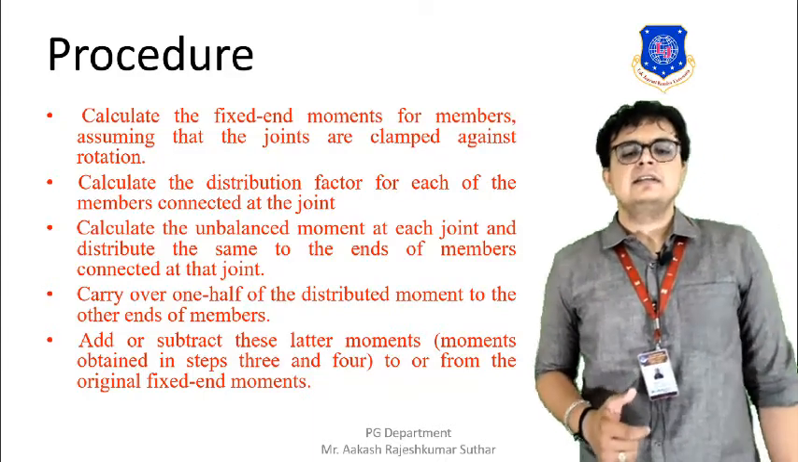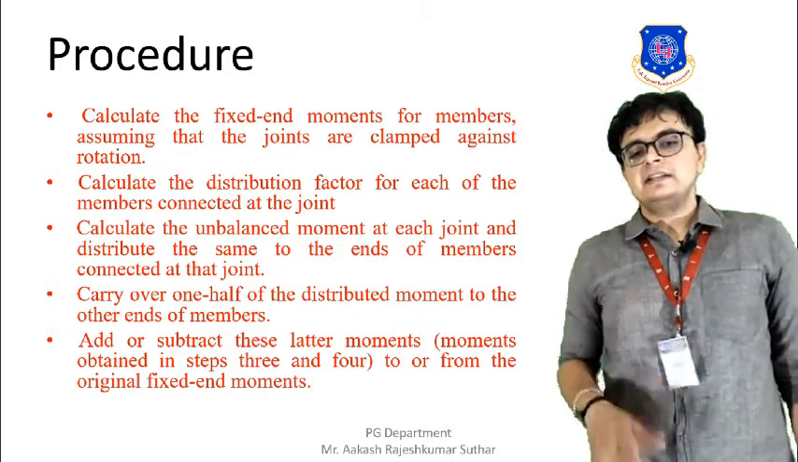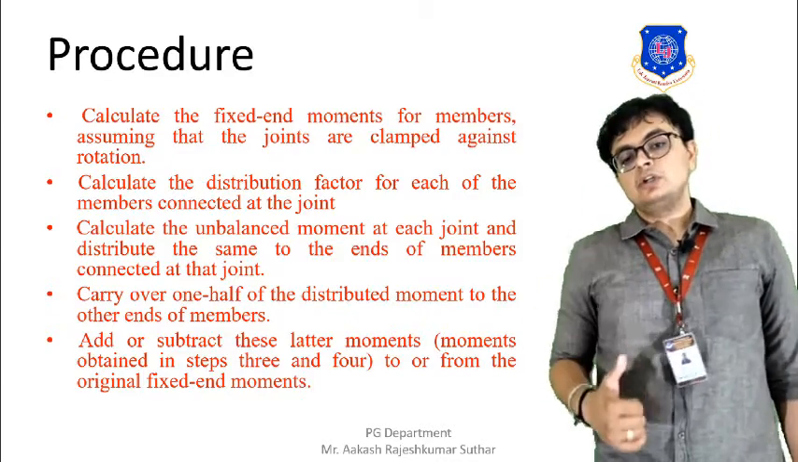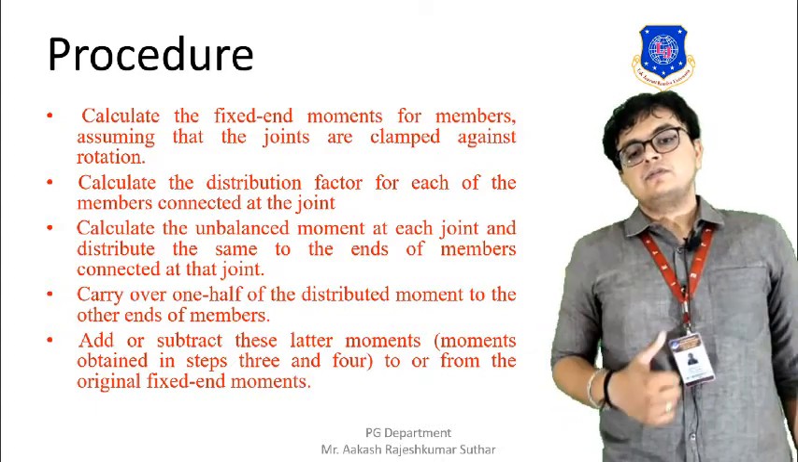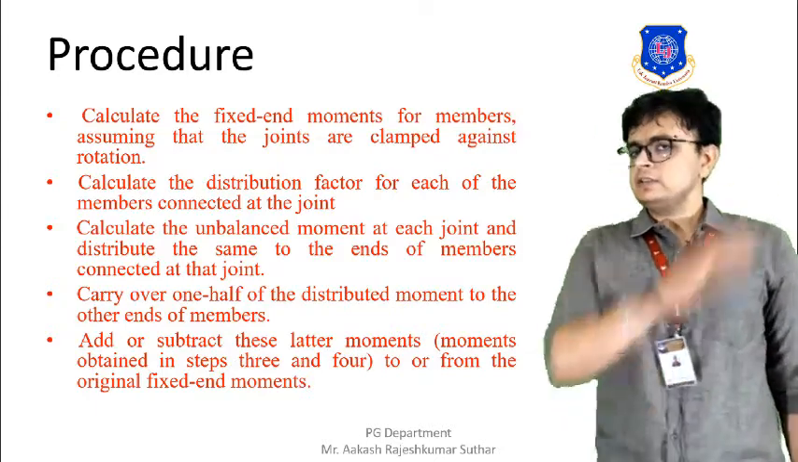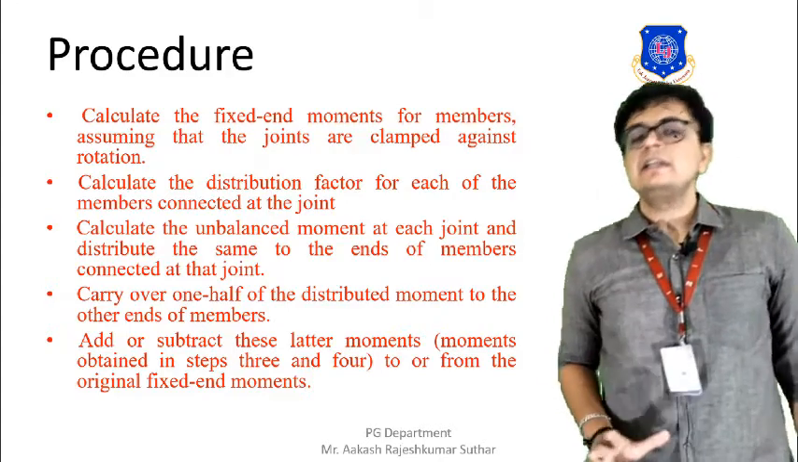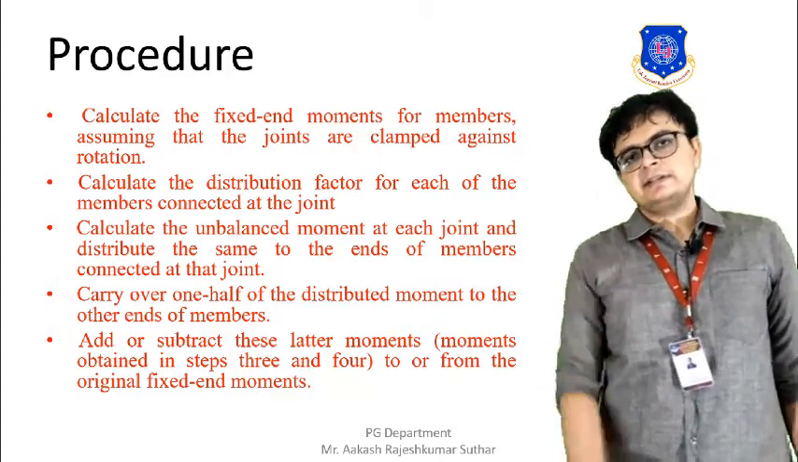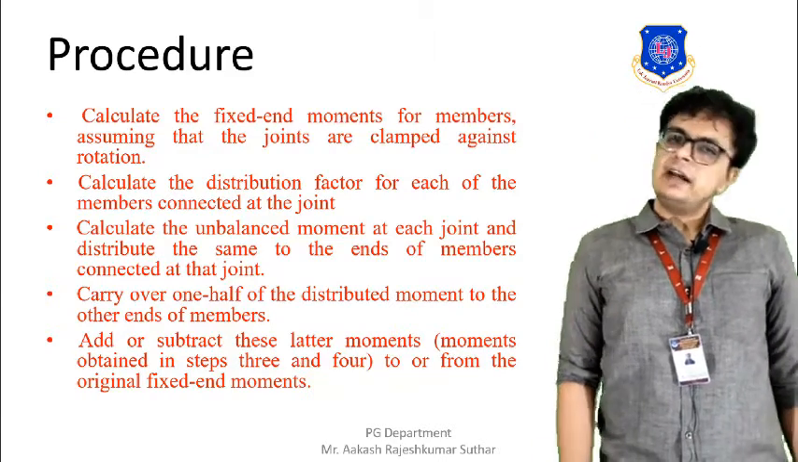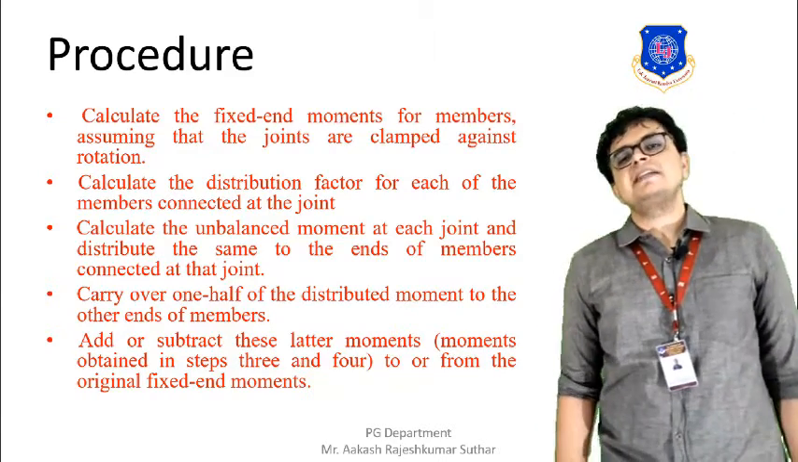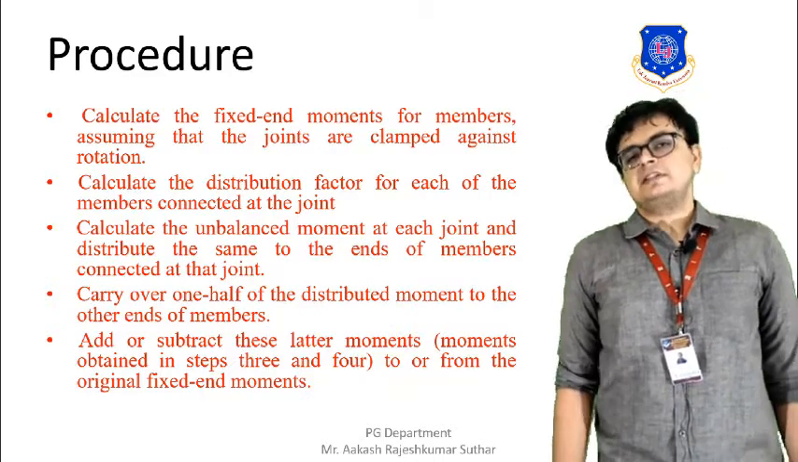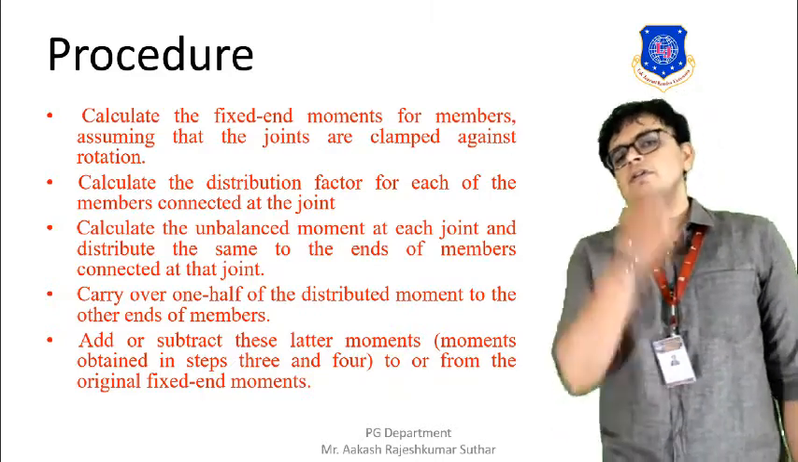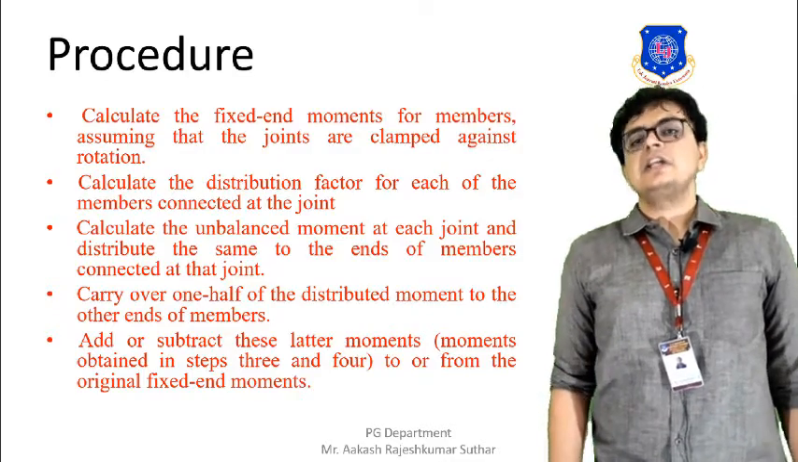After that, we have to add or subtract the later moments, that is, the moments obtained in steps 3 and 4, to or from the original fixed end moments. Ultimately we have to perform the calculations. Moments with a positive sign will be added, and moments with a negative sign will be subtracted. So finally we do the cumulative addition and subtraction of the moments obtained in each step.